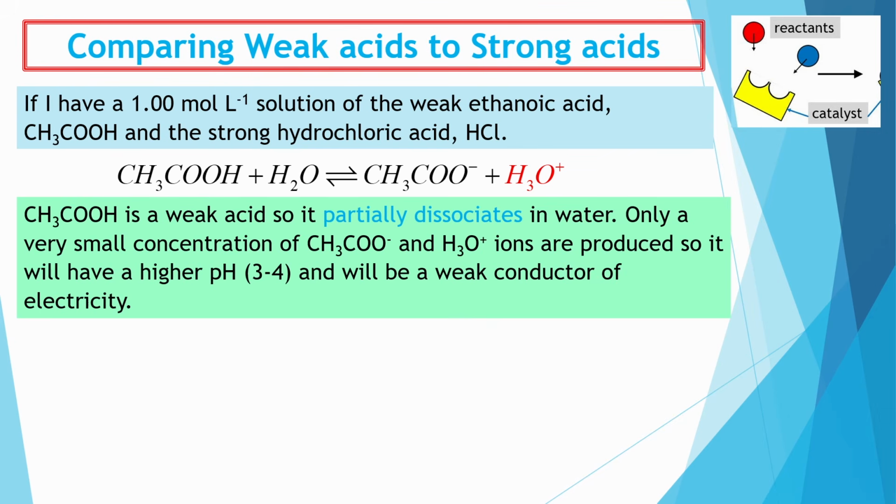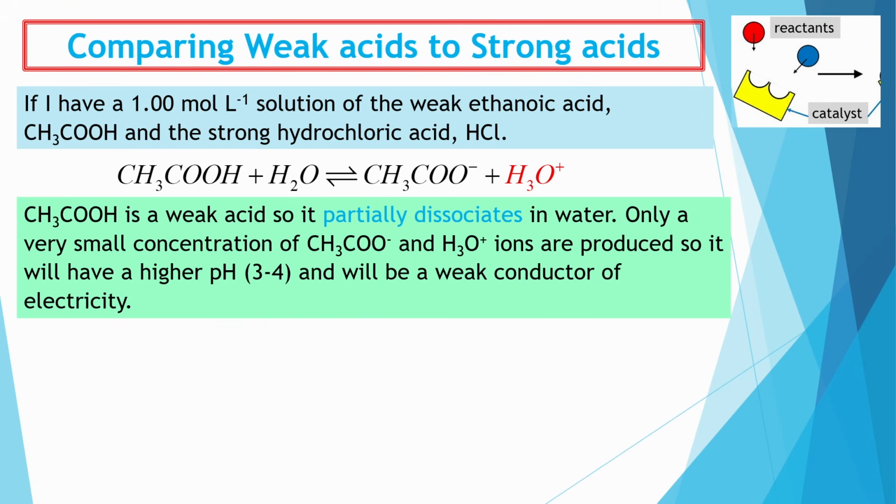So ethanoic acid, CH3COOH, is a weak acid, so it partially dissociates in water. Only a very small concentration of CH3COO- and H3O+ ions are produced, so it will have a higher pH, 3 to 6, and it will be a weak conductor of electricity.